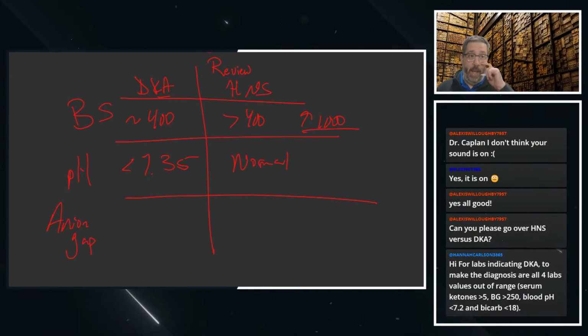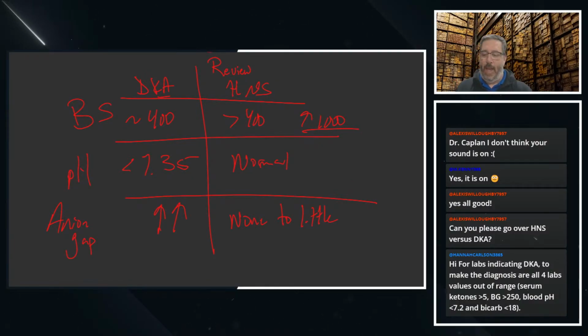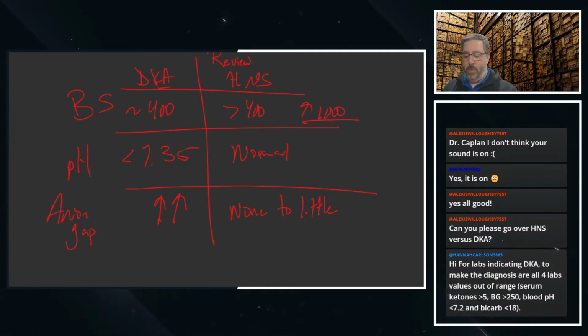Next, we can look at anion gap. With DKA, they're going to have an anion gap because of all the ketones floating around in the blood. With hyperosmolar, they have relatively none to little anion gap. They may have a very small one, but for the most part, they're not going to have any anion gap with regards to the hyperosmolar.